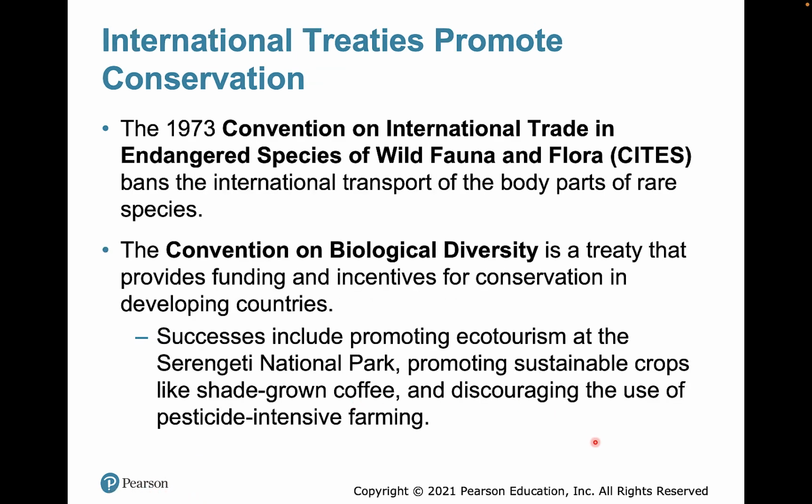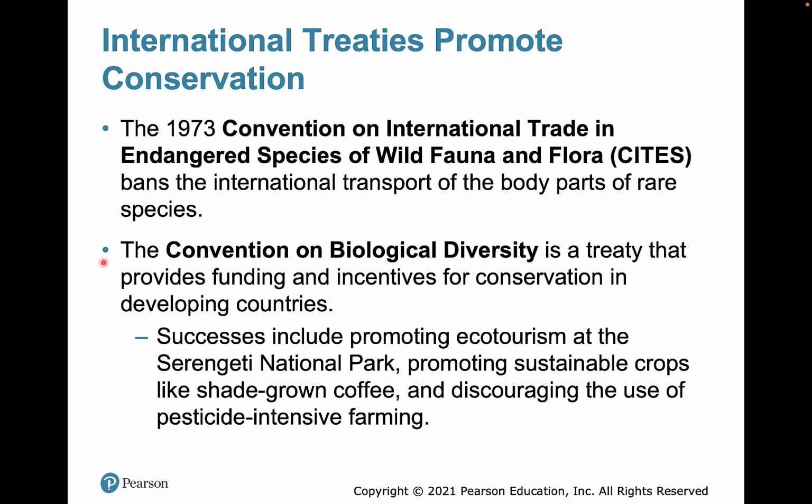So that was a U.S. act, okay? We have treaties that are international. Conservation of biodiversity is so important that there are international treaties to protect it. This one is called, same year as the Endangered Species Act, the Convention on International Trade in Endangered Species of Wild Fauna and Flora. You can just call it CITES, okay? It bans the international transport of the body parts of rare species.